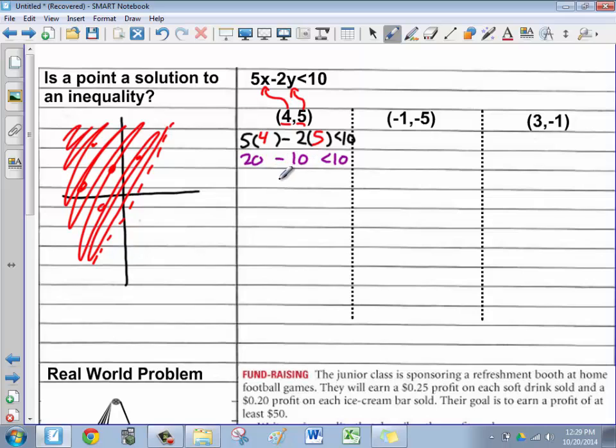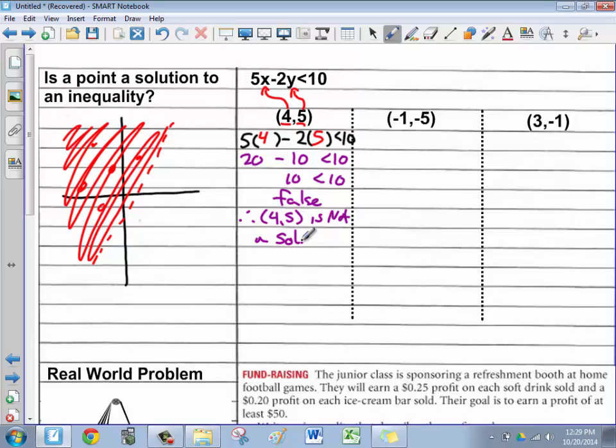Well, 20 minus 10 is 10. Is this a true statement? Is 10 less than 10? Definitely not. 10 is the same as 10, so it's not less than 10. So this is false. Therefore, this is the therefore sign. Therefore, (4, 5) is not a solution. It's not a solution to this.